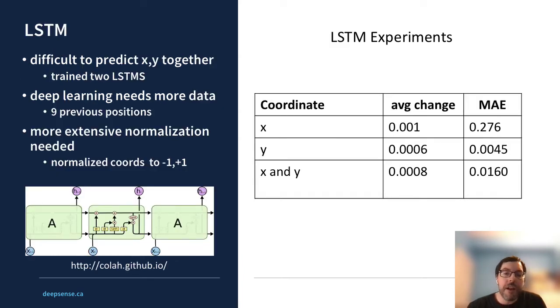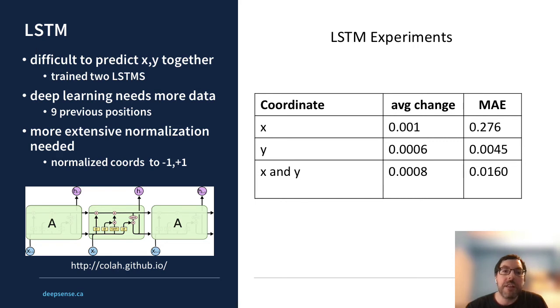I'm only going to say a little bit about our second experiments, but mostly to say that we really didn't have enough data to do deep learning. That was our main conclusion here. First, using these kinds of deep learning models, LSTMs, it's actually very difficult to predict both the X and Y coordinates together. So what we did is we trained two long short-term memory models, one to predict X position, one to predict Y, and combine the results.